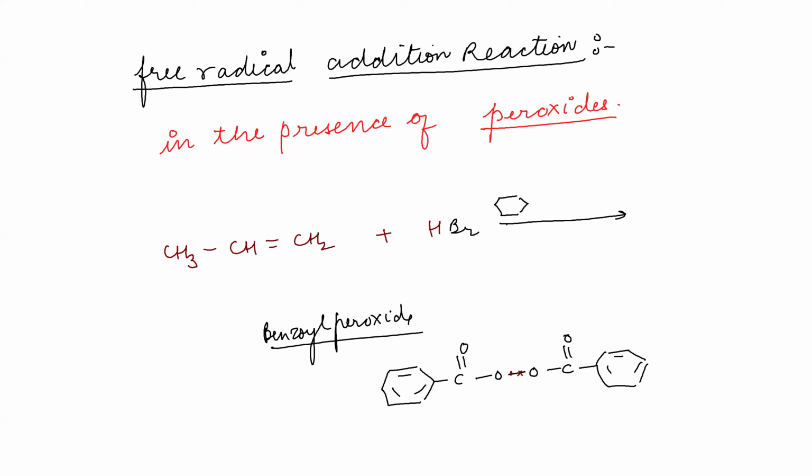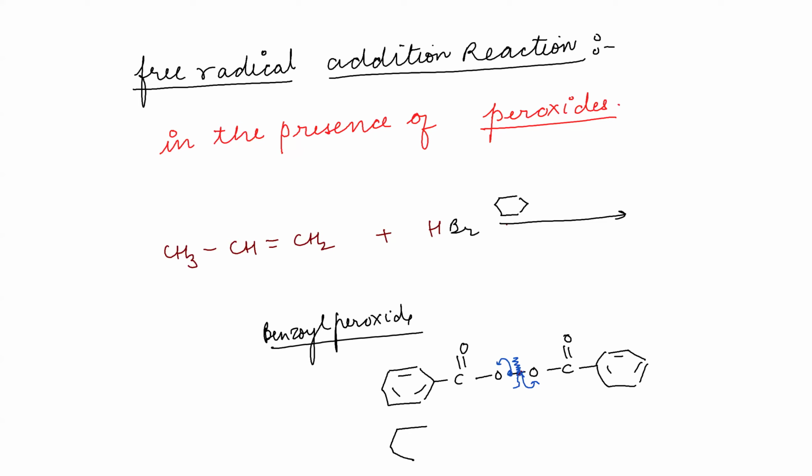So we'll have this bond, and this bond is actually going to break down. When this bond breaks down, basically O here takes its own electron, and this one also takes its own electron. So what do you think we'll have?